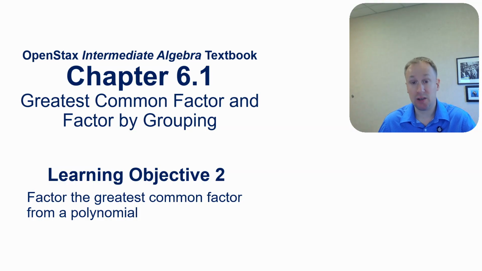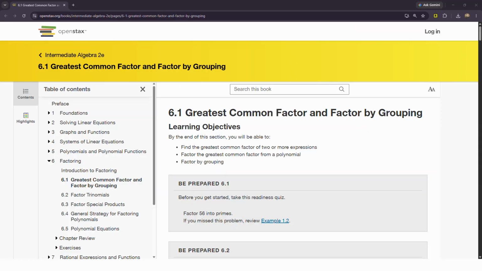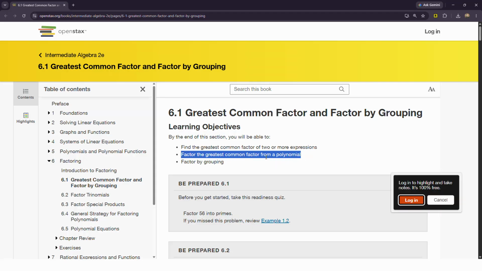a polynomial. Now, if we bring up the textbook from OpenStax, this is an open source free textbook that you can find. We're looking again at the Intermediate Algebra 2nd edition, chapter 6.1, greatest common factor and factor by grouping. And we are looking at factor the greatest common factor from a polynomial, the second objective. I did create a video on the first objective as well, which you can find in the YouTube playlist.